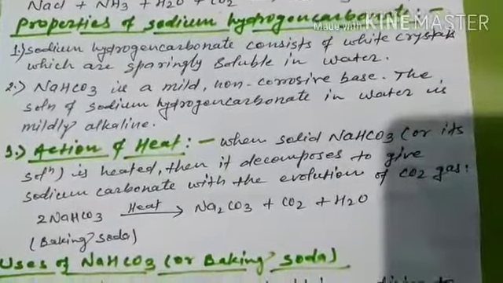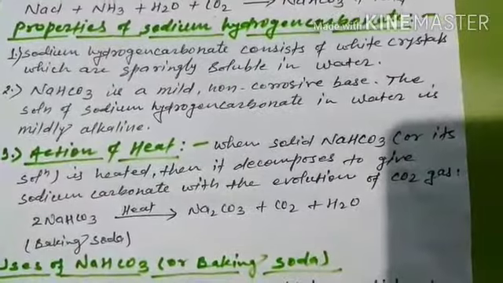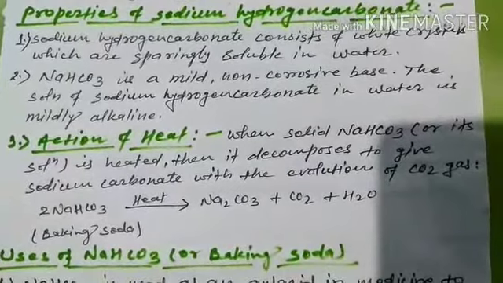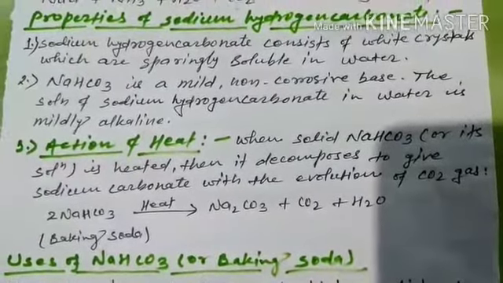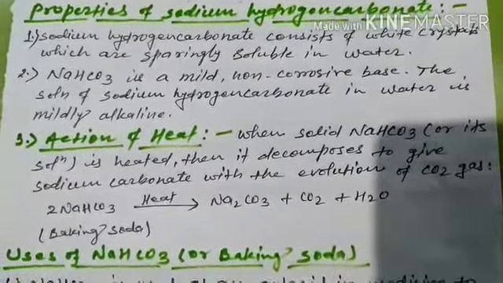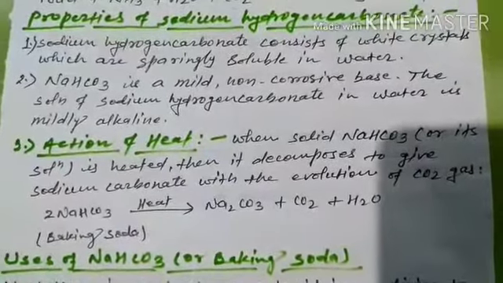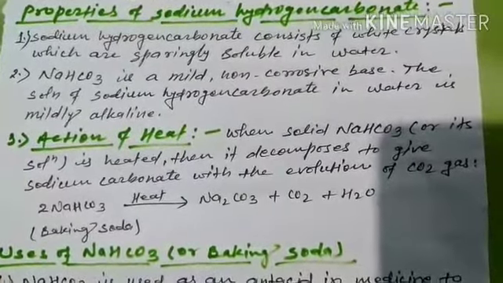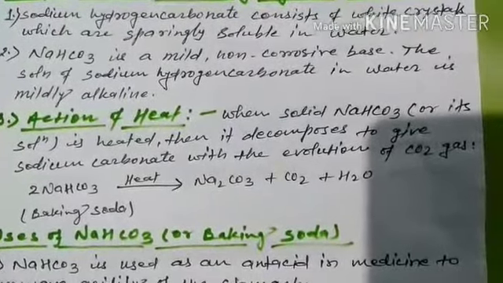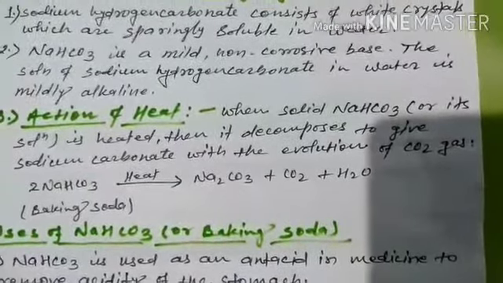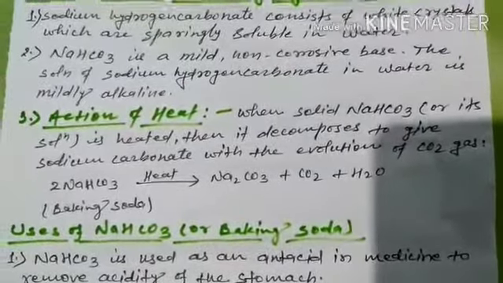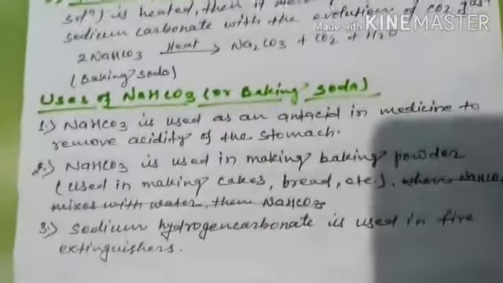And the third property of sodium hydrogen carbonate is that when it is heated, it decomposes into sodium carbonate plus carbon dioxide and H2O. So when solid sodium hydrogen carbonate or its solution is heated, it decomposes to give sodium carbonate with the evolution of carbon dioxide gas.